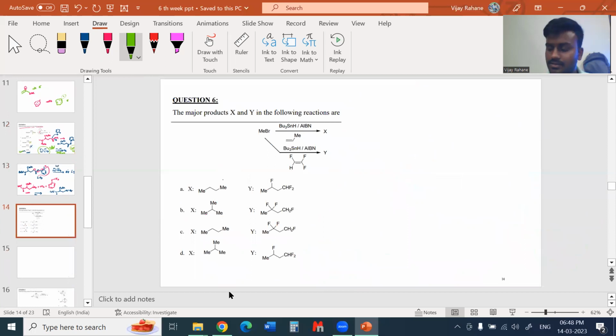So the next question, we'll solve the next question. In this next question, what they have given: the major products X and Y in the following reaction are. So they have given two reactions, and we need to give which is the major product. So first we'll solve the first one, which is X. So MeBr, when it reacted with Bu3SnH, we'll draw the reaction mechanism. Bu3SnH and AIBN, what they have given?